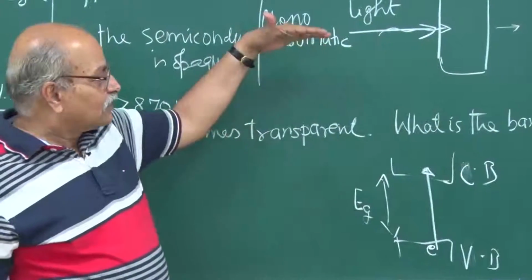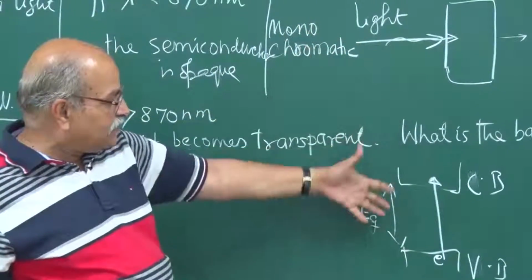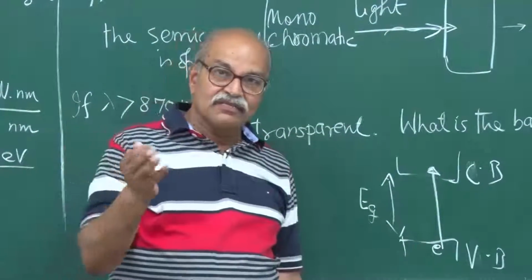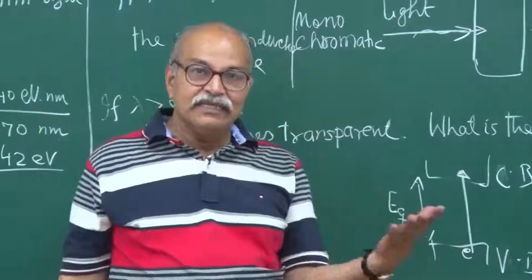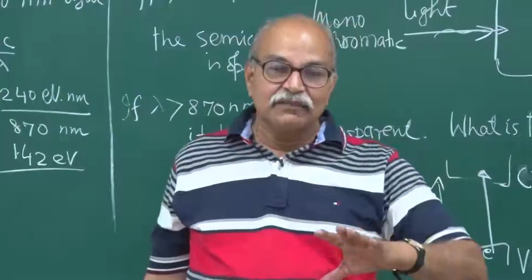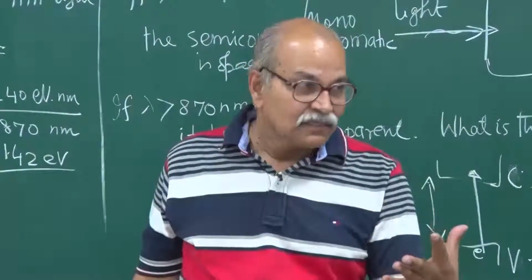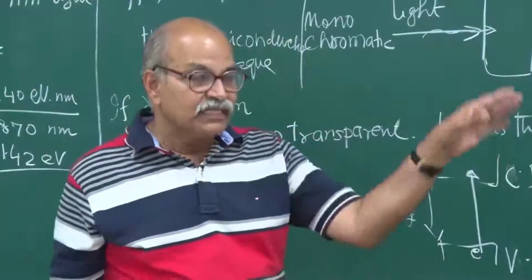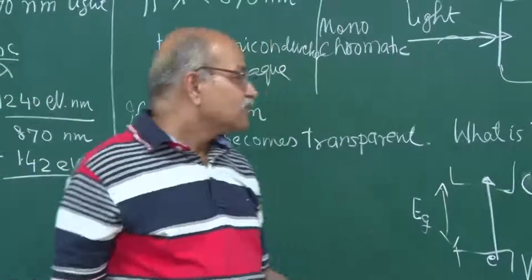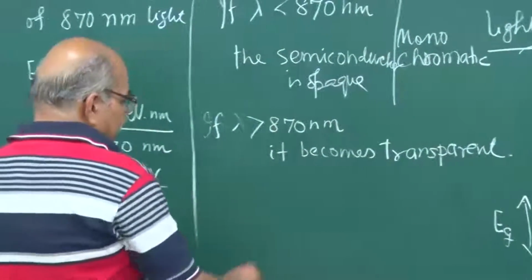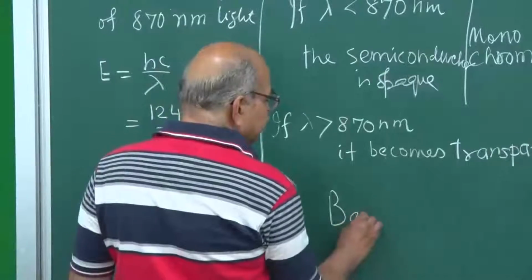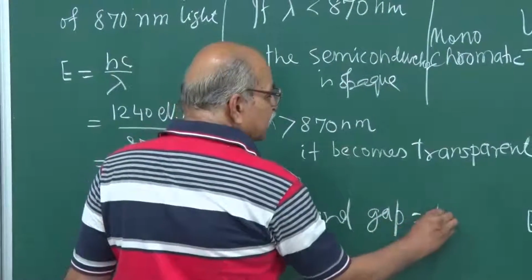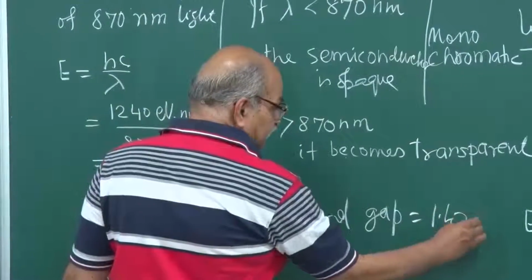So this is one way of getting an estimated band gap: you send light on this semiconductor and see at what wavelength it goes from opaque to transparent or transparent to opaque, depending on whether you are increasing or decreasing lambda. So our answer will be that the band gap is 1.42 eV.